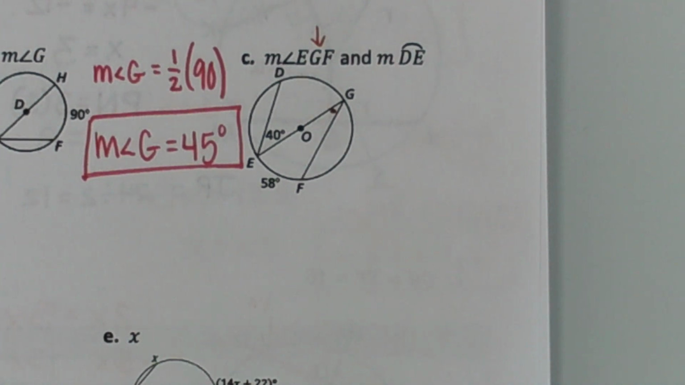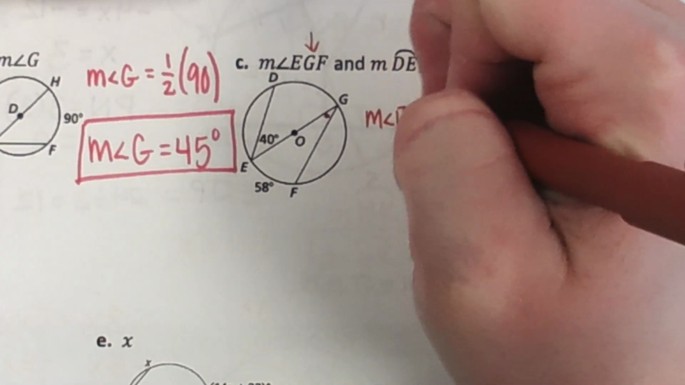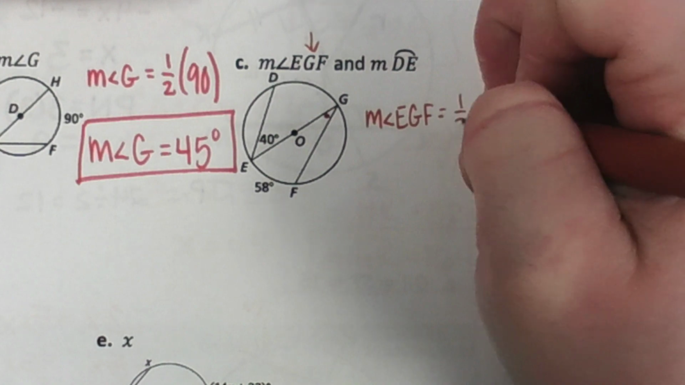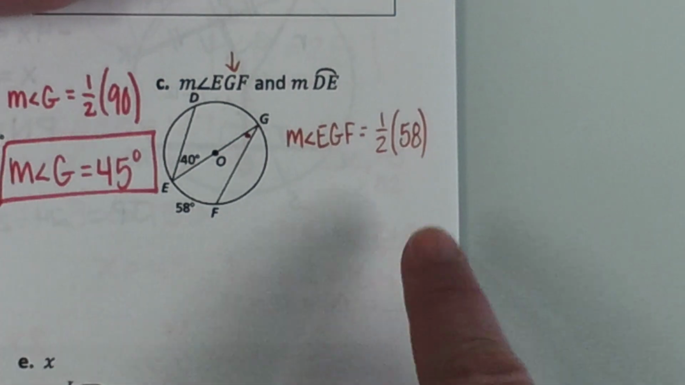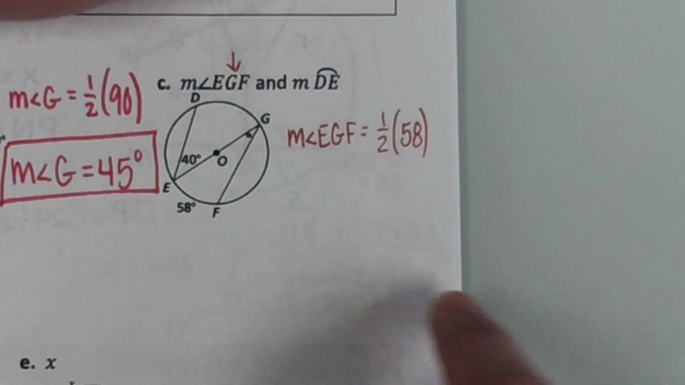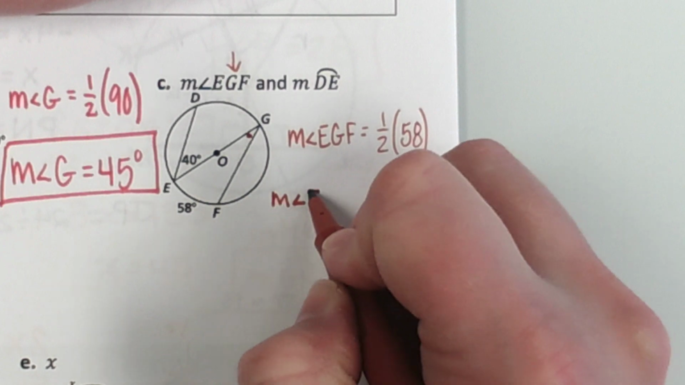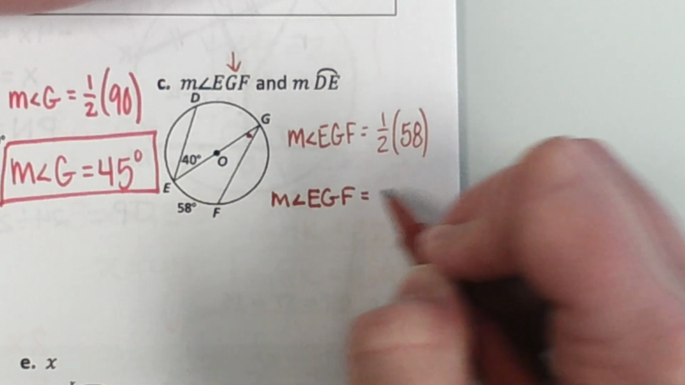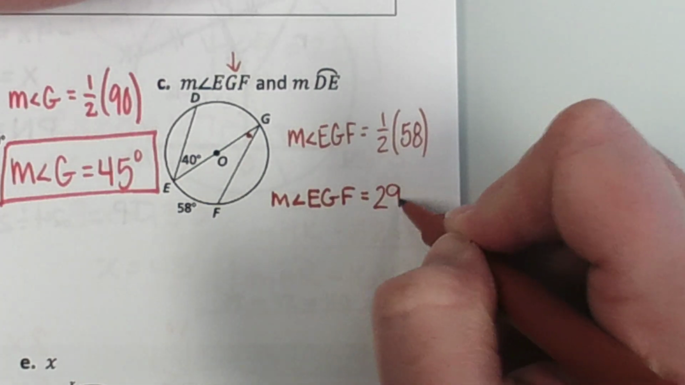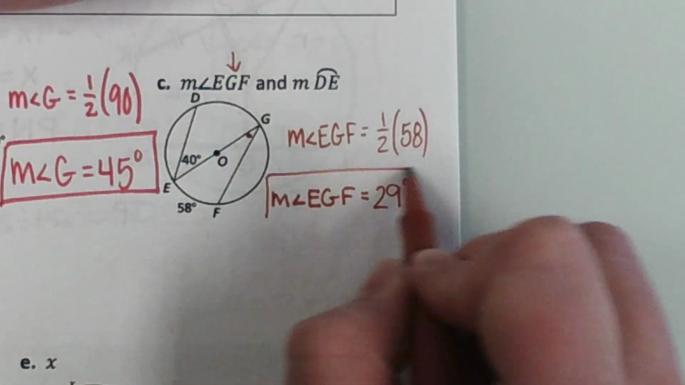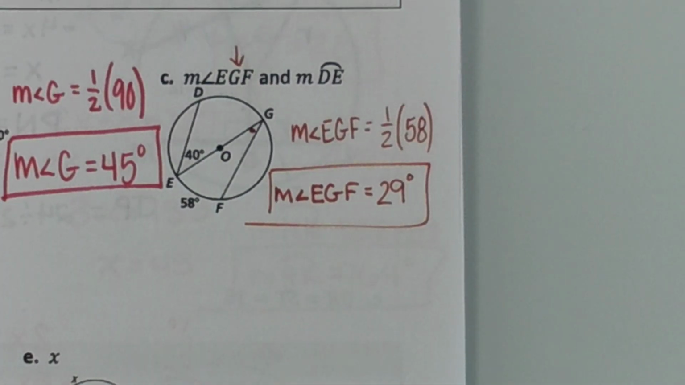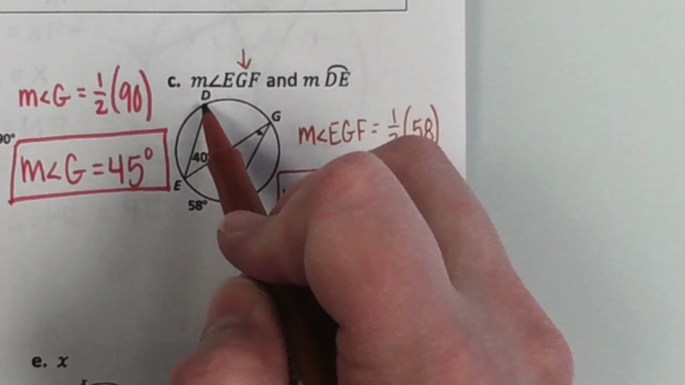Am I multiplying the 58 by 2 or dividing it by 2 to get the angle? Dividing by 2. Because the formula is the measure of the angle equals 1/2 the measure of the arc. Angle goes here, arc goes here every single time. When in doubt, use the formula. So, measure of EGF is 29 degrees. Thank you. Okay, I also want the measure of arc DE.